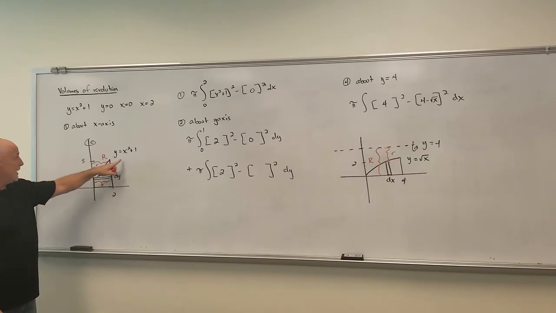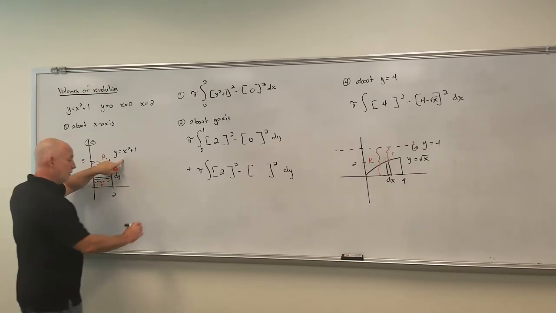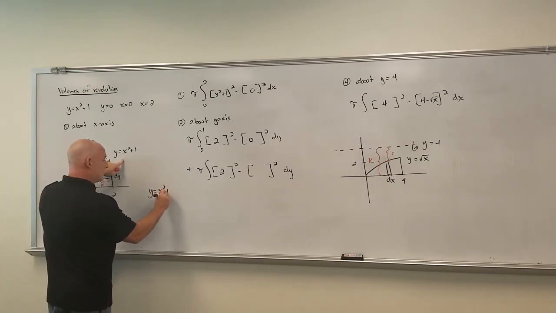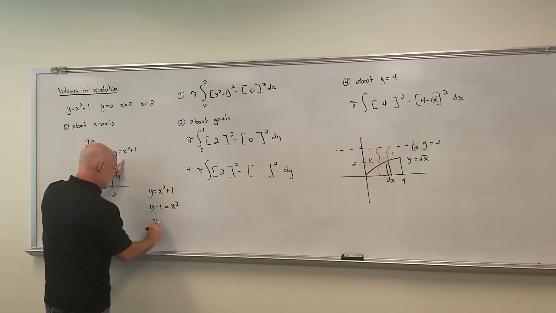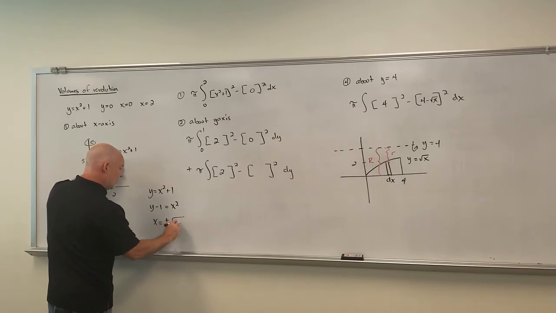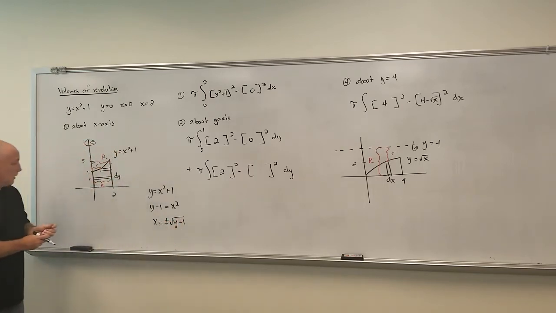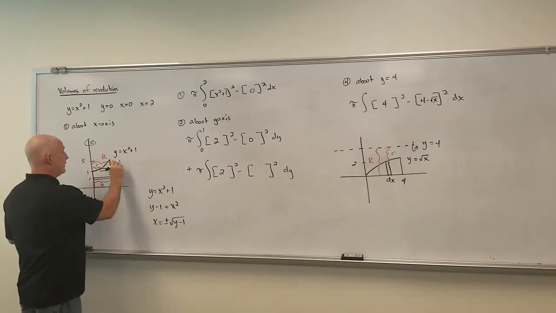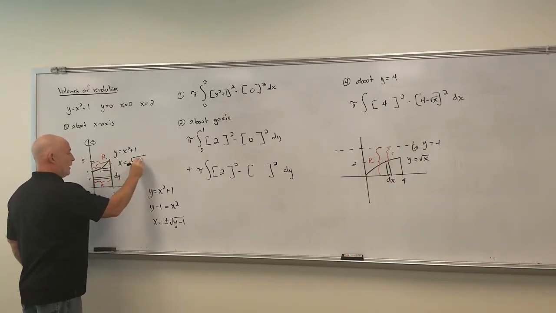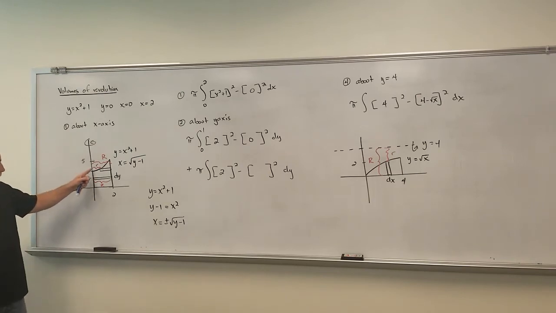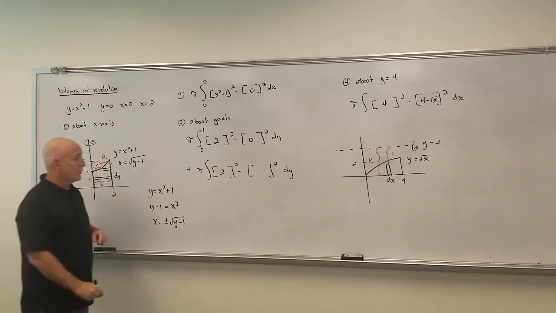So what does x equal? We need to take this and figure out what x is equal to. If y is equal to x squared plus 1, y minus 1 is equal to x squared. So x is equal to plus or minus the square root of y minus 1. Now we know it's the positive because we're on the positive x side here. So this curve here is x equal to the square root of y minus 1. So little r is that distance there, the square root of y minus 1.